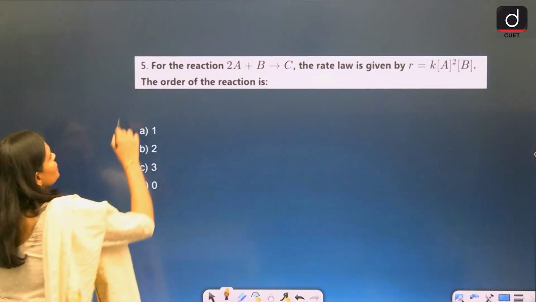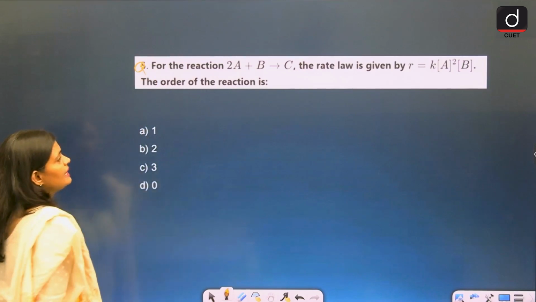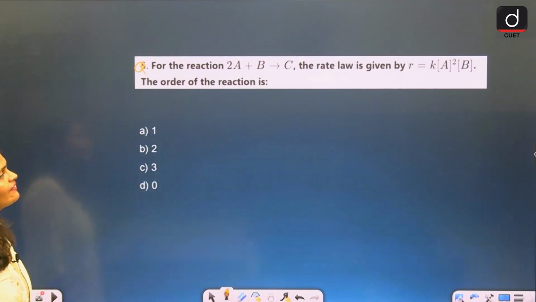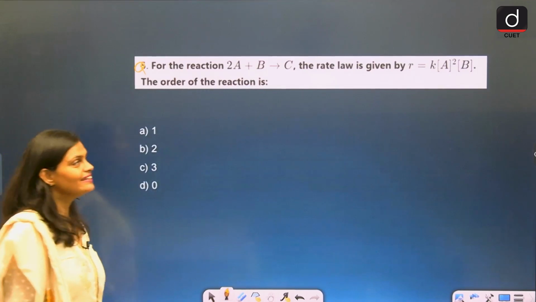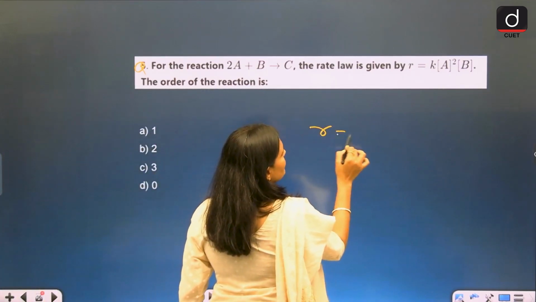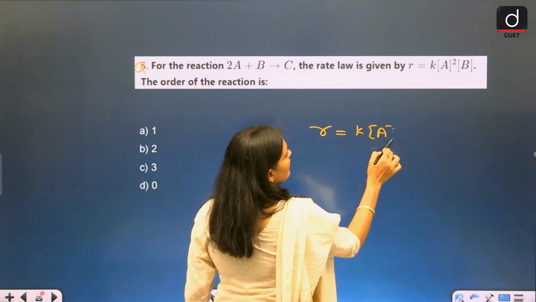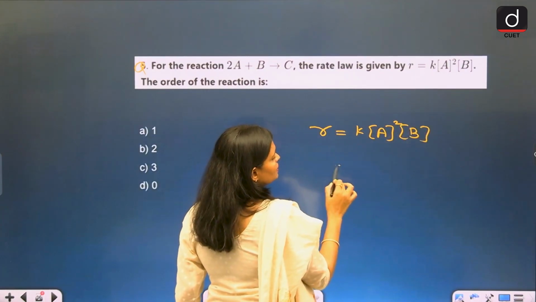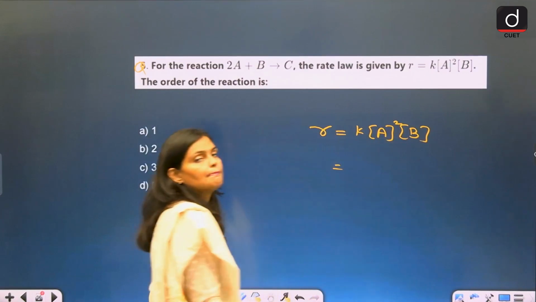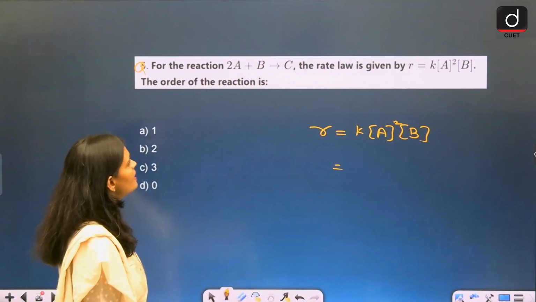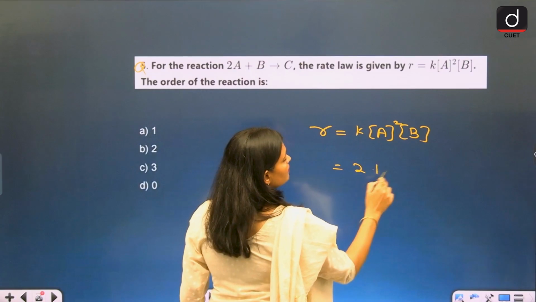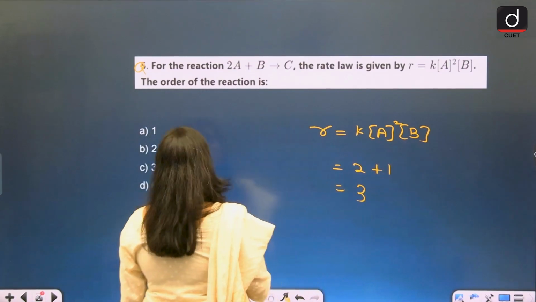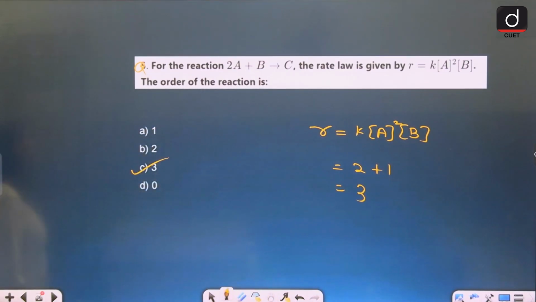Next, for the reaction 2A plus B gives C, the rate law is given as R = K[A]^2[B]. What is the order of the reaction? It is very easy. Here see the rate expression given, K[A]^2[B]. How are you going to calculate the order of reaction? Just add the powers of the concentrations of the reactants. So 2 plus 1, B has power 1, so it's 3. So it is a third order reaction.